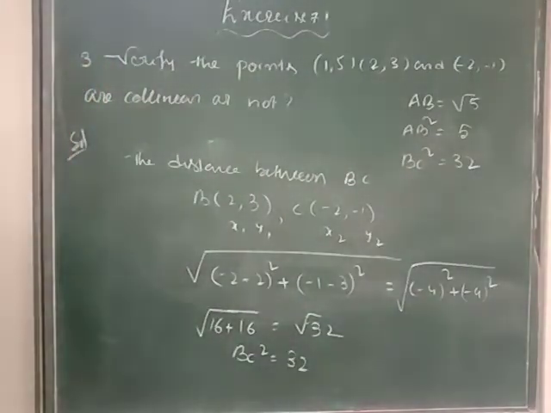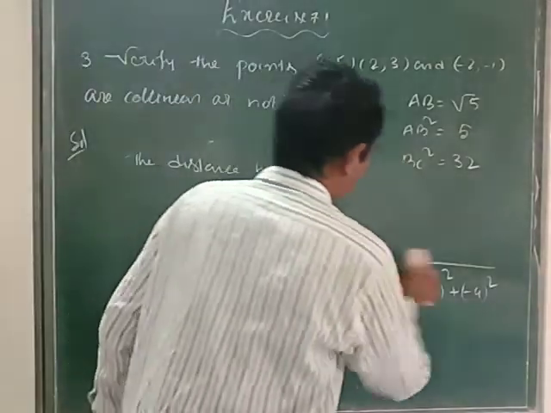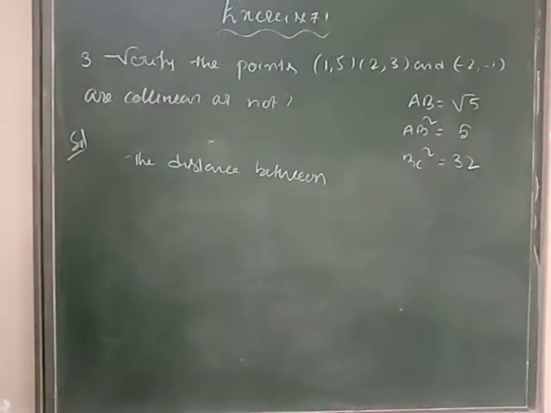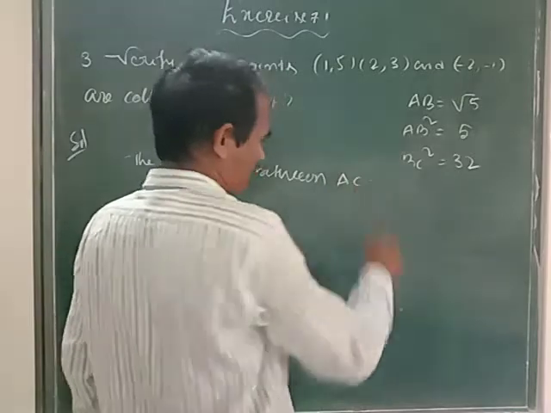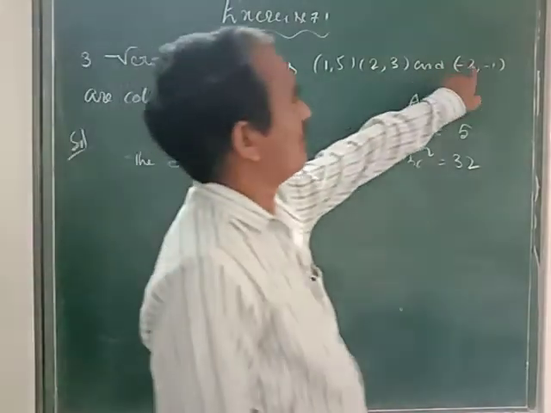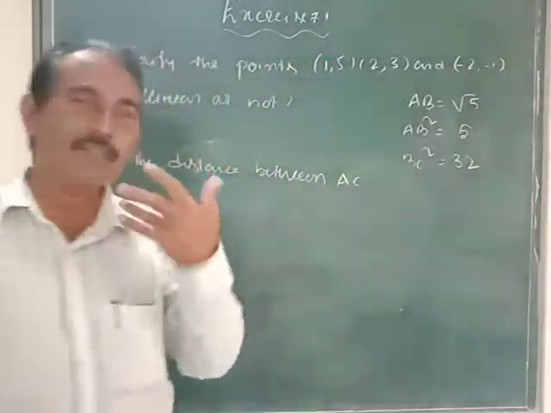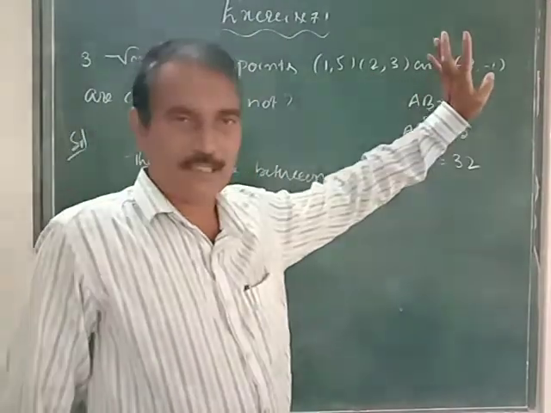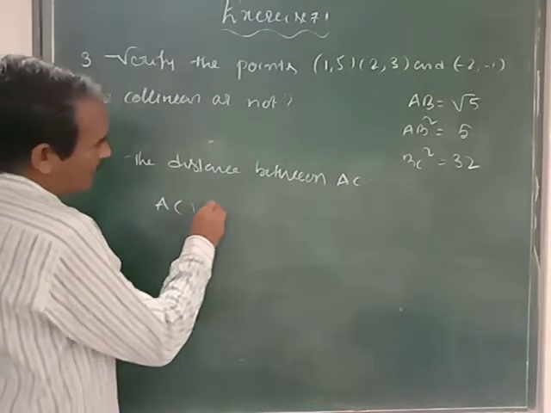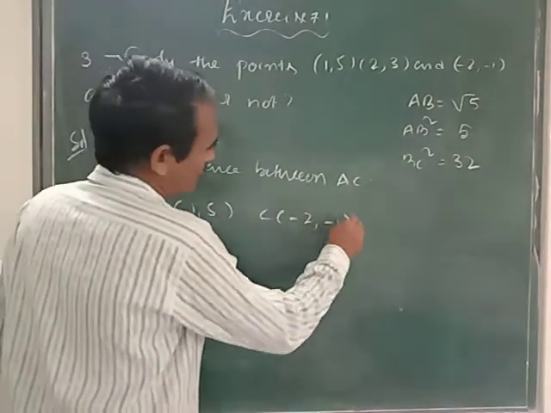Now, what is the next step? You have to find the distance between AC. Remember, you have to write what is the A point and what is the C point. They did not give ABC, so you have to assume that this is A, this is B, this is C. Now, what is AC? The A point is 1, 5 and the C point is minus 2, minus 1.